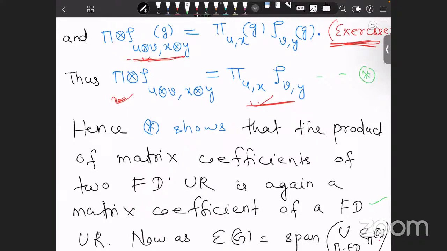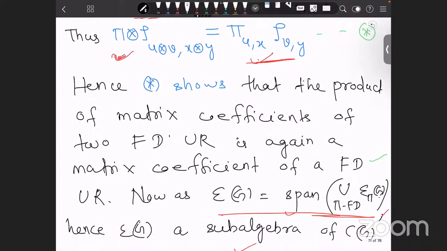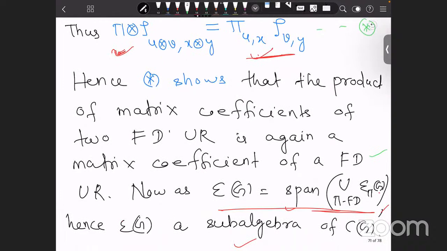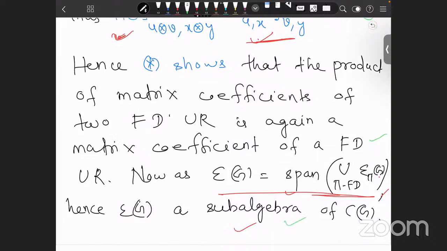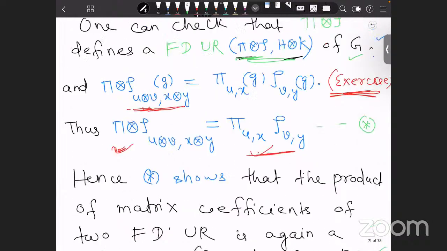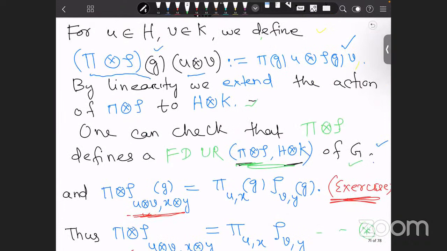So observe that this shows that EG is an algebra. Now as EG is equal to the span of the union of the E_π over finite dimensional π, this shows that EG is a subalgebra. Okay, so the first thing is clear. Now I want to show that EG is self-adjoint.